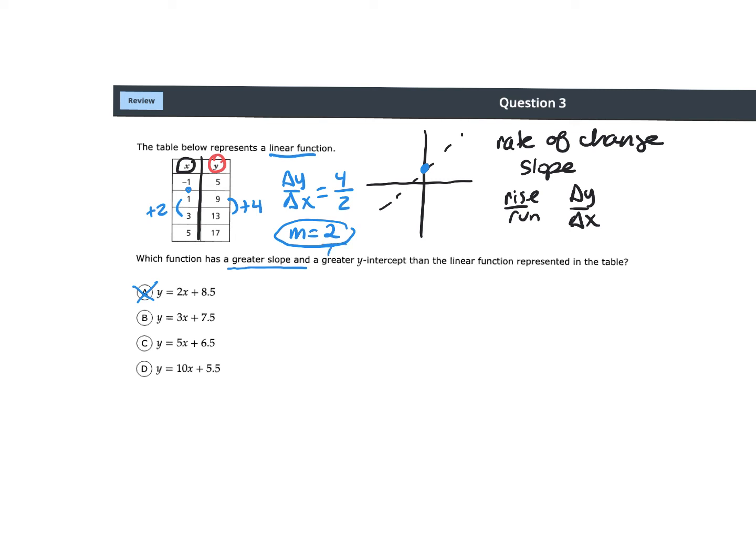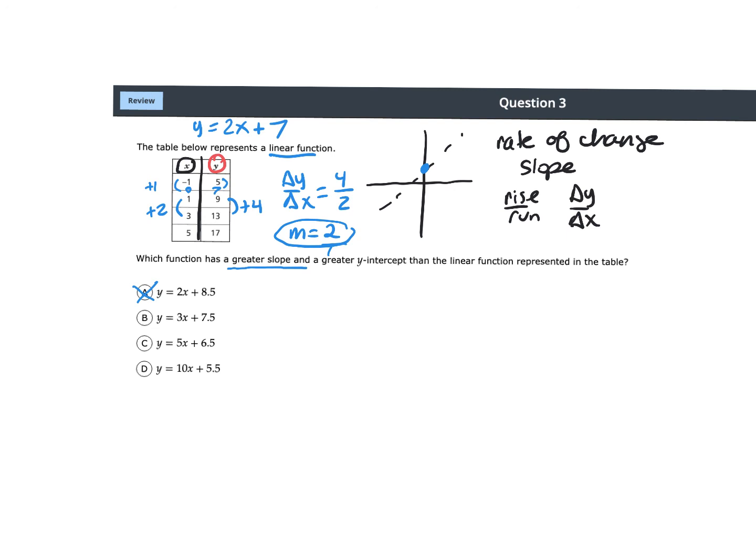So for every 1 change in the x, our y is going to change by 2, which would mean that when we go from -1 to 0, we add 1, and to go from 5 to our next spot would be 7. So that means the equation for this would be y equals 2x plus 7. So now we're needing to look for something that has a bigger slope and a bigger y-intercept.